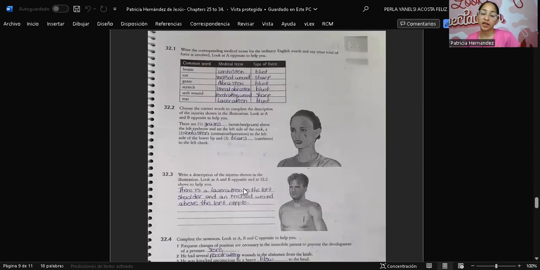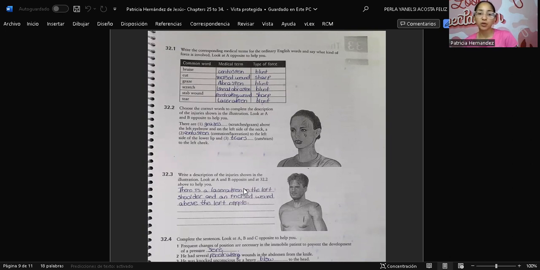Okay, chapter 32 is about the skin, part 2. 32.1. Write the corresponding medical terms for the ordinary English words and say what kind of force is involved. Look at A opposite to help you. Common word, medical term, and type of force. A bruise, contusion, and blunt.